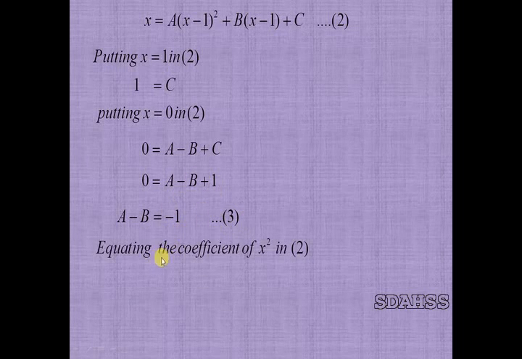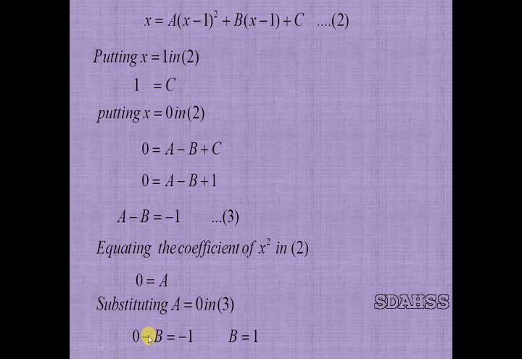Now equating the coefficient of x square in second equation. On the left hand side there is no x square term, so left hand side 0 is equal to, here these two terms vanish, and the x square coefficient is a, so a is equal to 0. Now we got the a value, substitute a is equal to 0 in third equation, so this becomes 0 minus b is equal to minus 1. So minus minus cancels, so b is equal to 1.